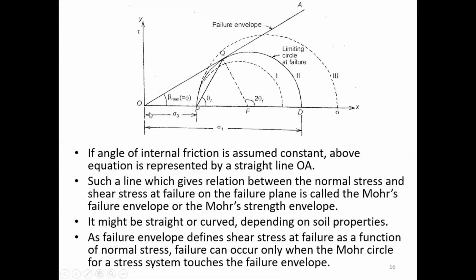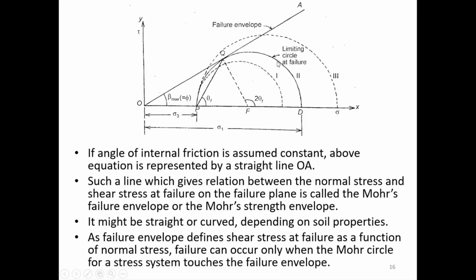I can say that this is my failure envelope or Mohr's strength envelope, and any stress systems or stress combinations within the soil within or equal to this limiting circle at failure, the soil is going to be safe against shear failure. A stress system above that, my soil is going to fail in shear. Anything within this limiting circle at failure, any stress systems within that, my soil is going to be safe. This I can observe visually.